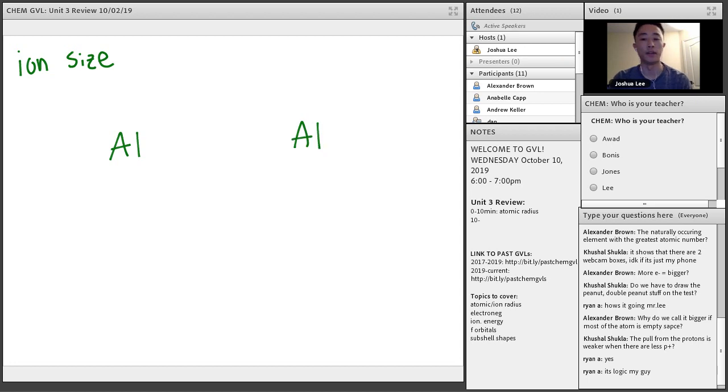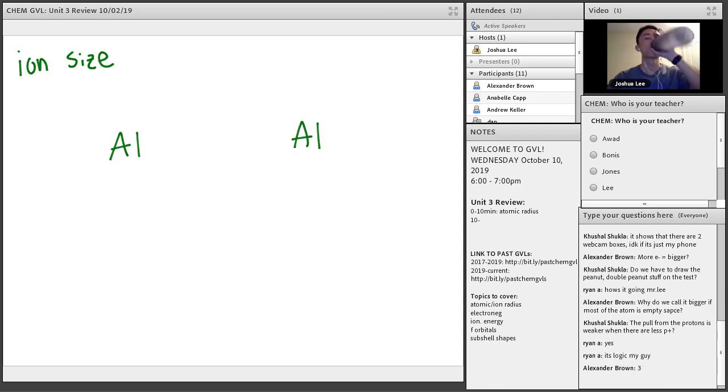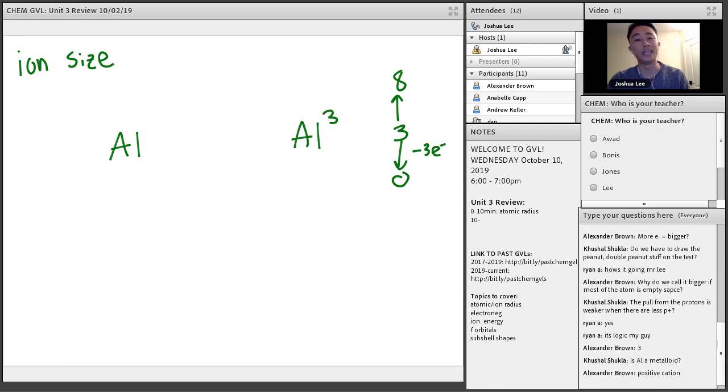Aluminum has how many valence electrons? It has 3. Meaning between going to 8 to get a full octet or getting rid of its 3 electrons, it's most likely going to get rid of the 3 electrons. And if you lose 3 negative electrons, you become a positive 3 charge. No, aluminum is just a metal.